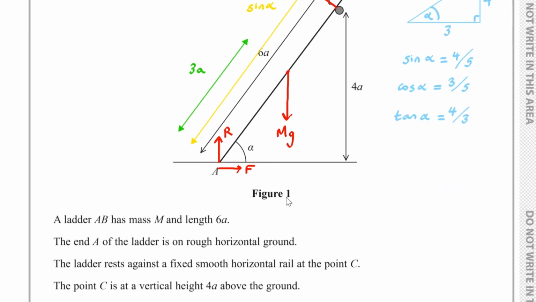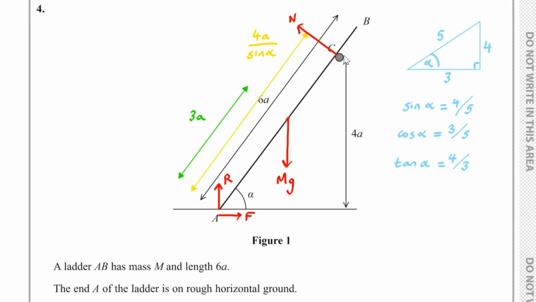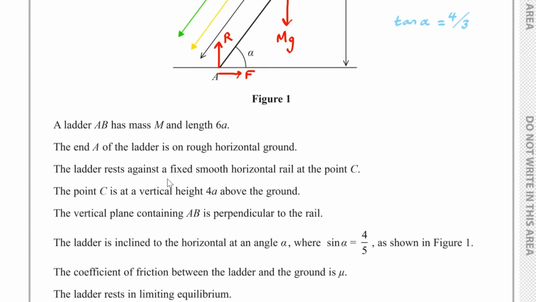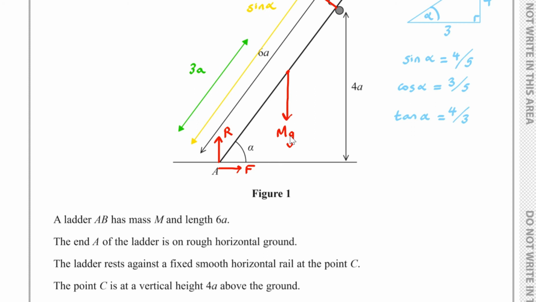So if we resolve parallel, taking moments about A, let's write this down for part A. Over here, if we split this mg into its components, we have mg cos alpha, and here we have mg sine alpha, of course assuming this angle here is alpha.